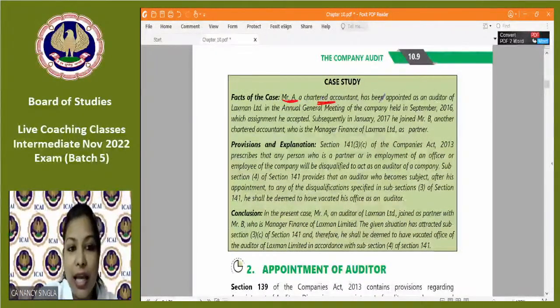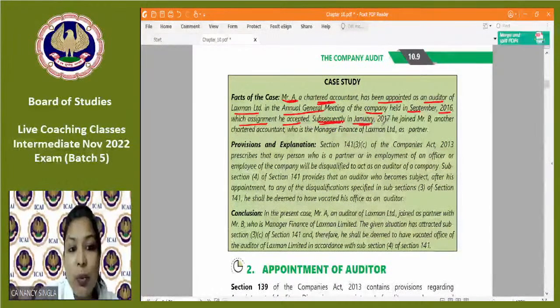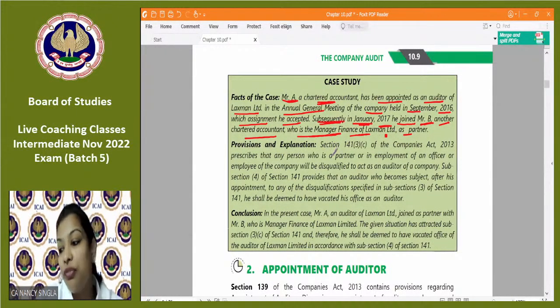A chartered accountant has been appointed as an auditor of Lakshman Limited in the AGM of the company held in September 2016, which assignment he accepted. Subsequently, after the appointment, something happened. In January 2017, he joined Mr. B, another chartered accountant who is manager finance of Lakshman Limited, who is an employee of the company. So without looking, tell me where did he fall, where was disqualification attracted?